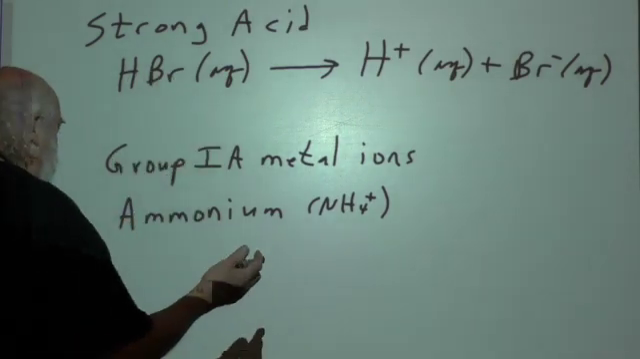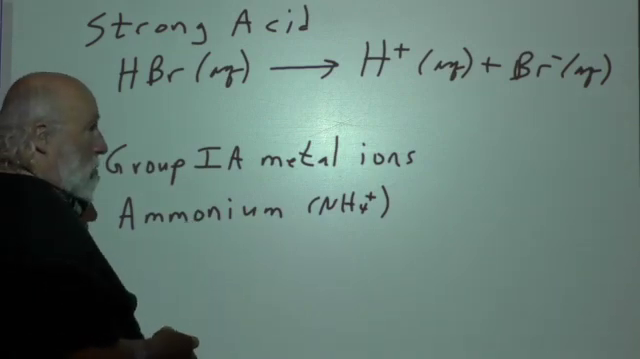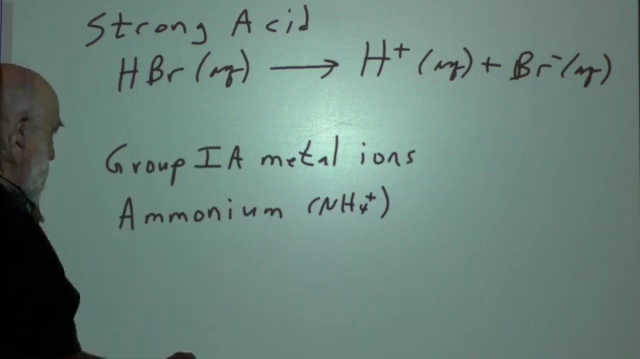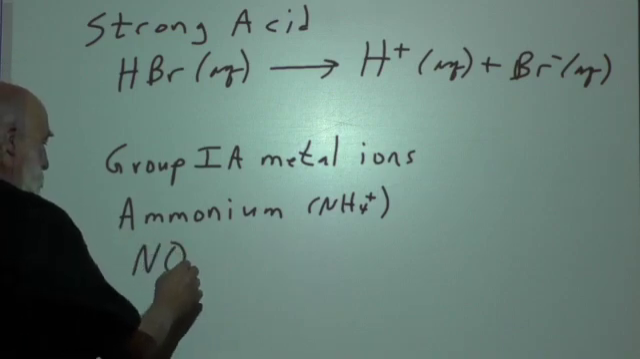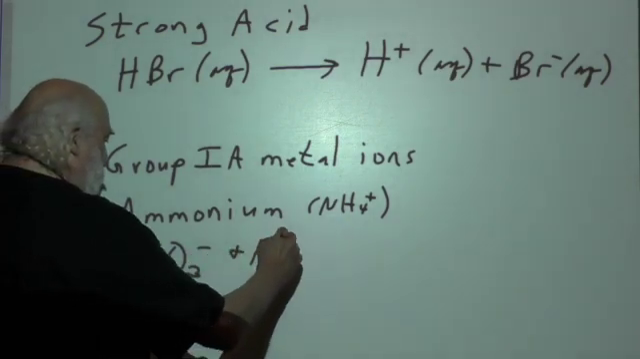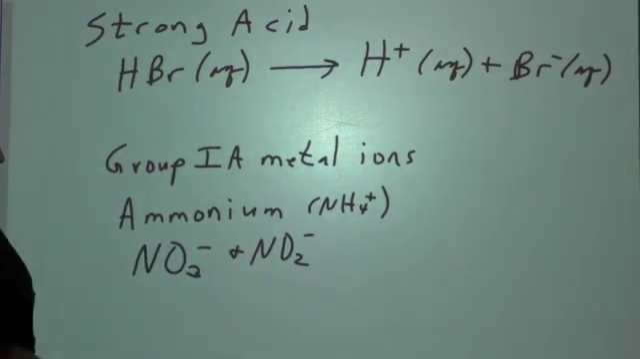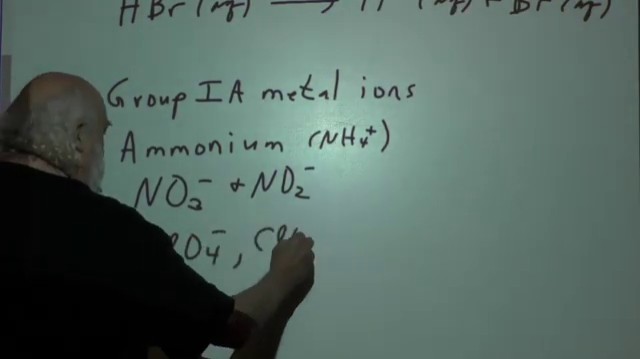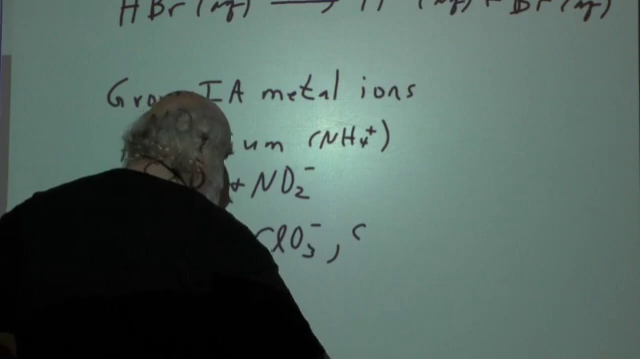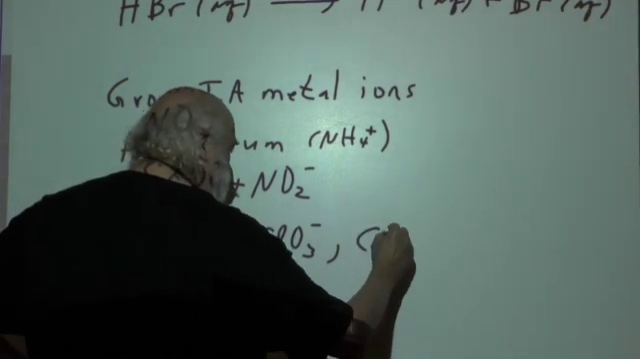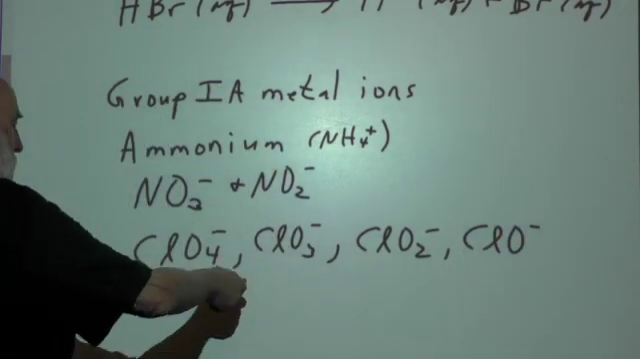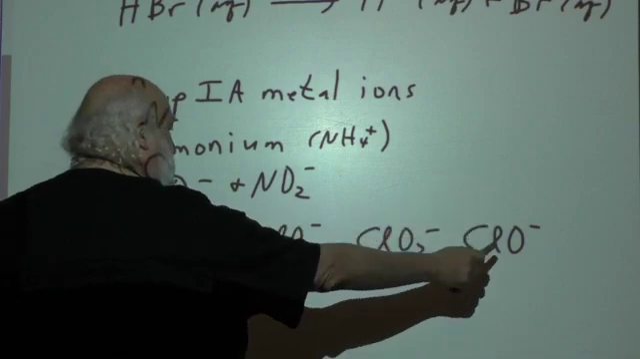The negative ions that are always 100% soluble are what we call the nitrogen compounds, NO3 negative and NO2 negative. We have the chlorine polyatomic ions: ClO4 negative, ClO3 negative, ClO2 negative, and ClO negative. This is perchlorate, this is chlorate, this is chlorite, and this is hypochlorite.